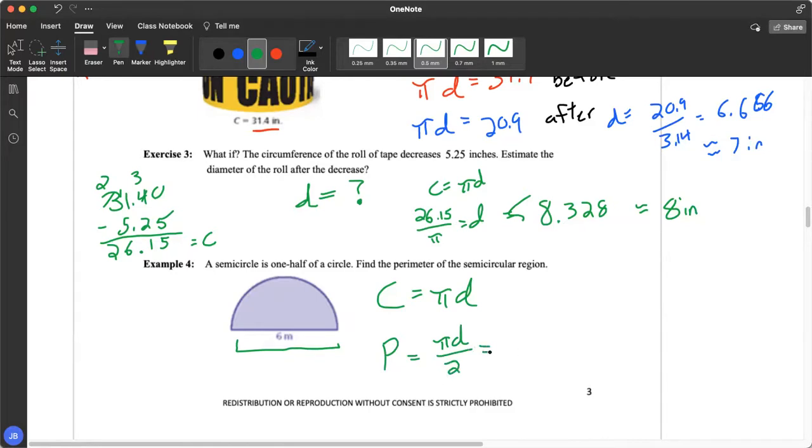So we can say for this one, pi times 6 divided by 2. 6 divided by 2 is 3 times pi. Let's see, 3.14 times 3. We get about 9.42. Or we could do it this way, 22/7 times 3. We get 66 divided by 7. Any questions on that one? Comments or concerns? All right. Easy stuff.